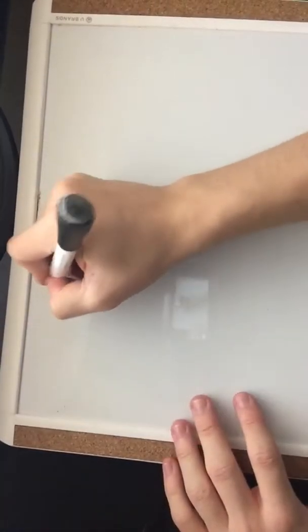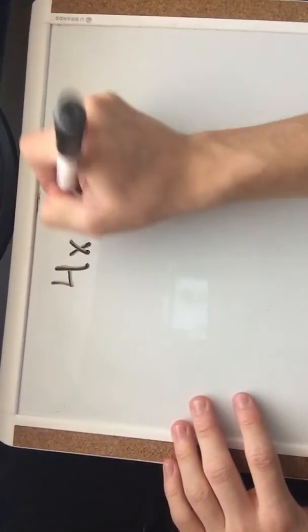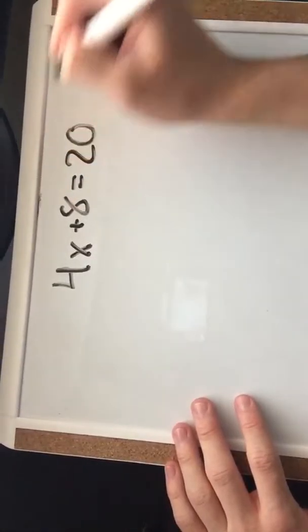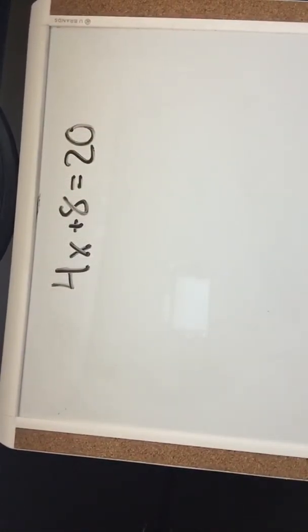Alright, so let's start with this right here. 4x plus 8 gives us 20. We can do this multiple ways, but I find that if you get the addition and subtraction out of the way first, it's a lot easier to do the multiplication and division. So that's what we're going to do.